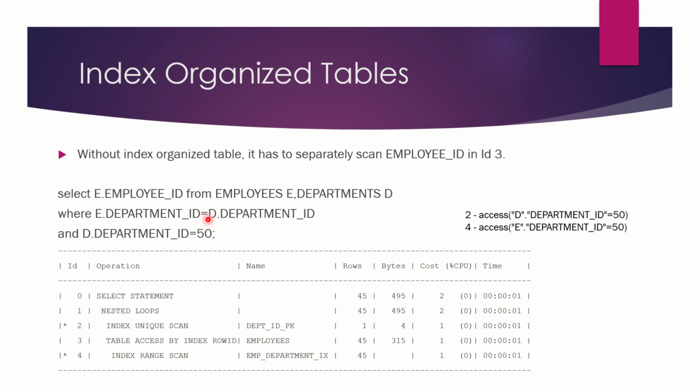Instead of this, Oracle can first do d.department_id equal to 50, or basically access the departments table for department ID equal to 50, and since department ID is a primary key, only one row will be retrieved. This one row from the departments table will join with the department ID of the employees table, and whichever rows are qualified will be retrieved. So this is the shortest way to get this query executed.